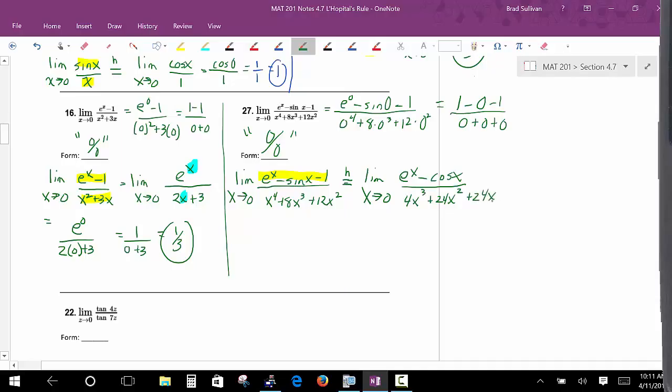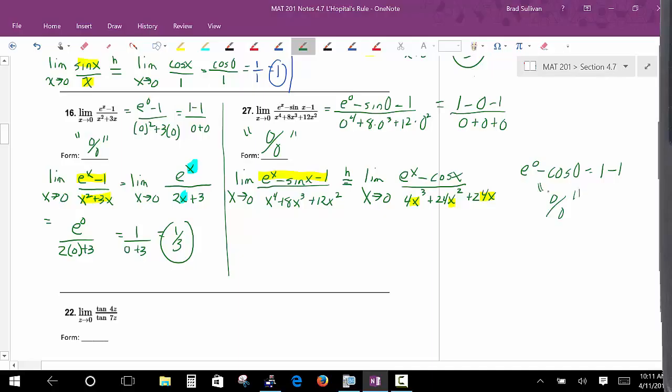Okay, like that. Now we got to plug in and see what happens. Now I can do this in your head, you can too. What's going to happen if you plug 0 into the denominator right now? You're going to have 0. And if you plug in 0 to the numerator, you're going to have e to the 0 minus cosine of 0, which is going to be 1 minus 1, or 0. So again, it's a 0 over 0 form again.